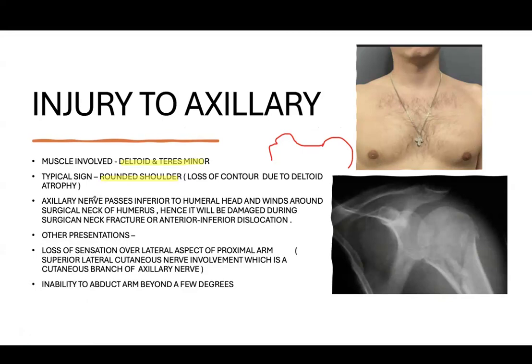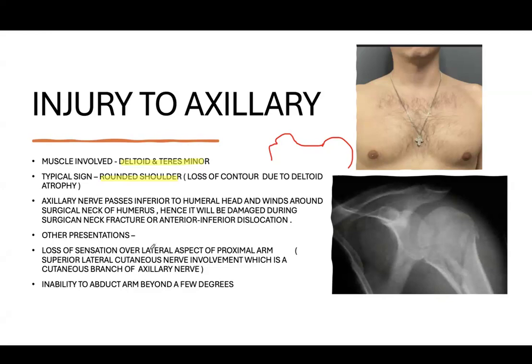The axillary nerve passes inferior to the humeral head, right? So basically, it circumflexes around the humeral head, around the surgical neck of the humerus, more specifically. And because of that, if you have any damage to the surgical neck of the humerus, the axillary nerve could be damaged. And if the axillary nerve is damaged, you're going to have deltoid atrophy.